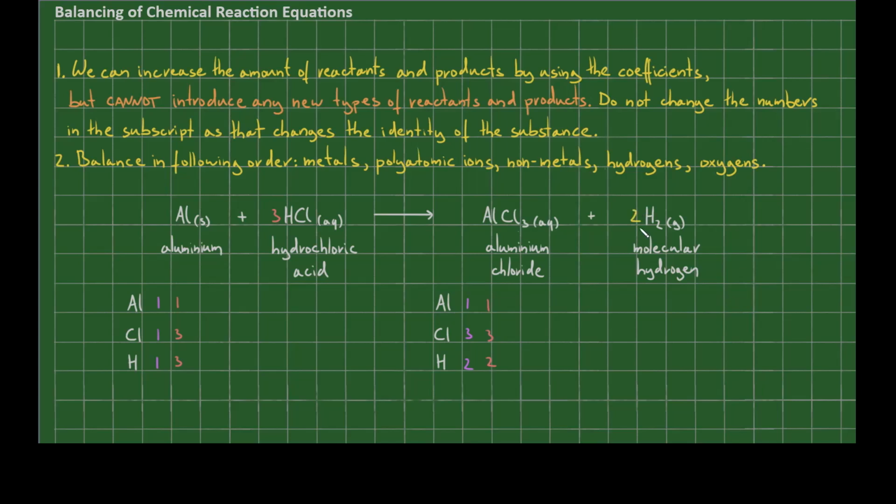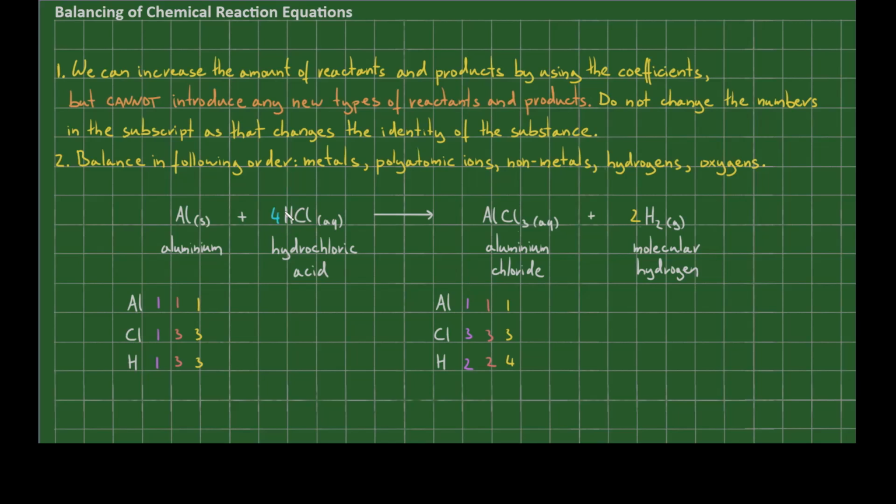How has this affected the number of atoms present? Nothing has changed on the reactant side, so I can just copy those numbers down. But on the product side, things have changed. Yes, I still have 1 aluminium, 3 chlorines, but now I have 4 hydrogens. This is going to require a bit of back and forth. In order to balance the hydrogens, I'm going to need to replace this coefficient of 3 with a coefficient of 4. So let me do that.